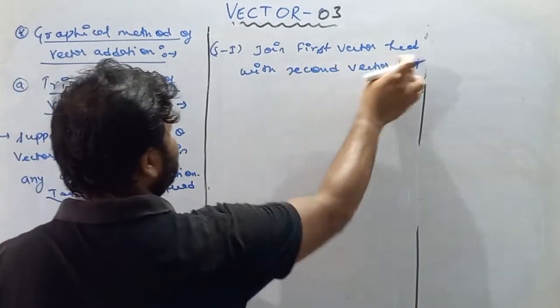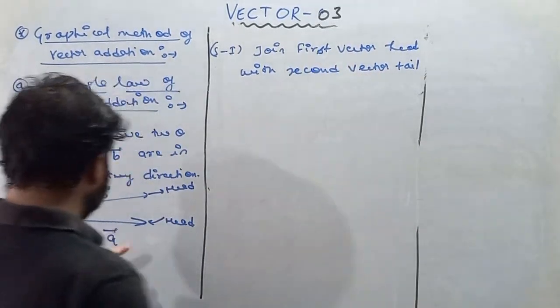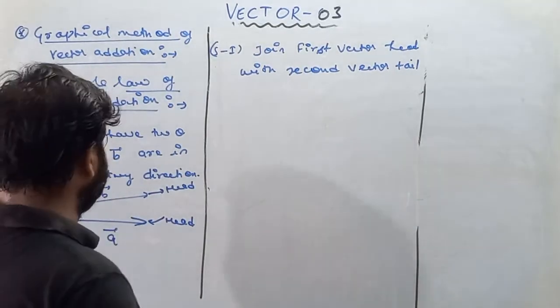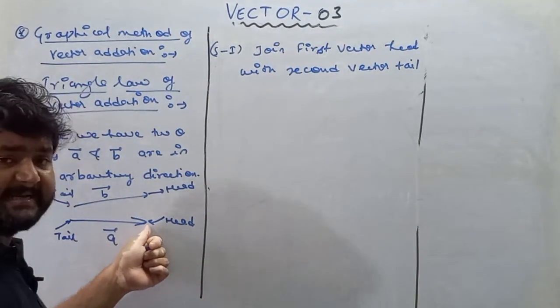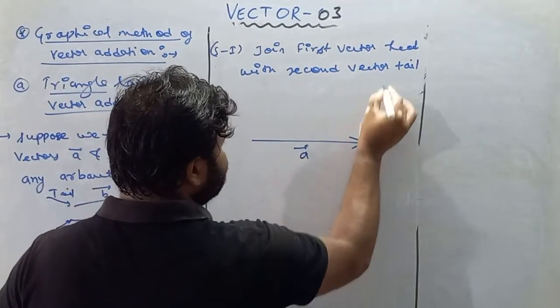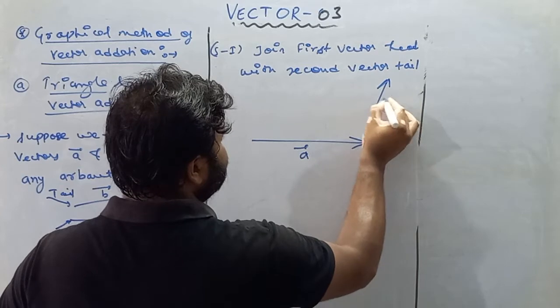So let's suppose we have two vectors, A vector and B vector. Join the first vector head with the second vector tail. The first vector is A vector and the second vector is B vector. We have to join the first vector head with the second vector tail. So join this. This is your A vector and this is your B vector.